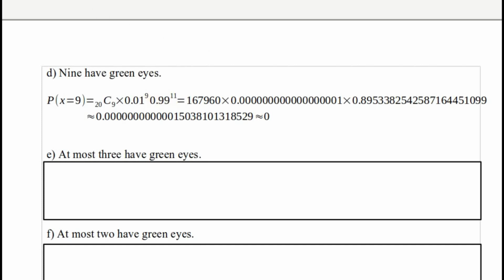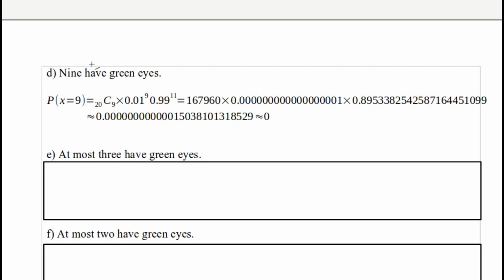And of course, this is where we get something so close to 0 that even those other fairly large numbers can't overwhelm it. This is so close to 0. The probability that if we randomly selected 20 people from throughout the world, 9 of them had green eyes is essentially 0.